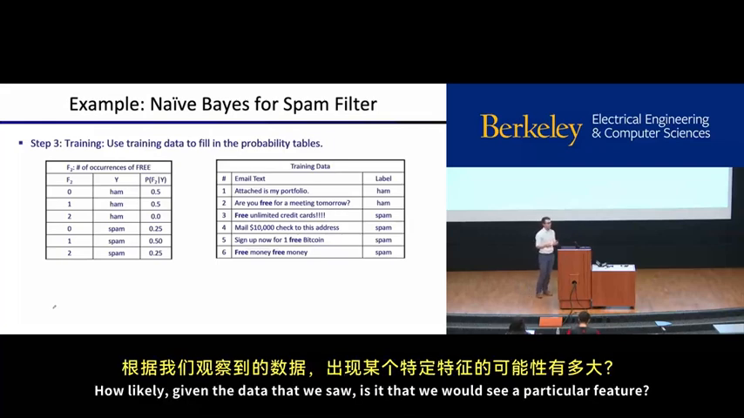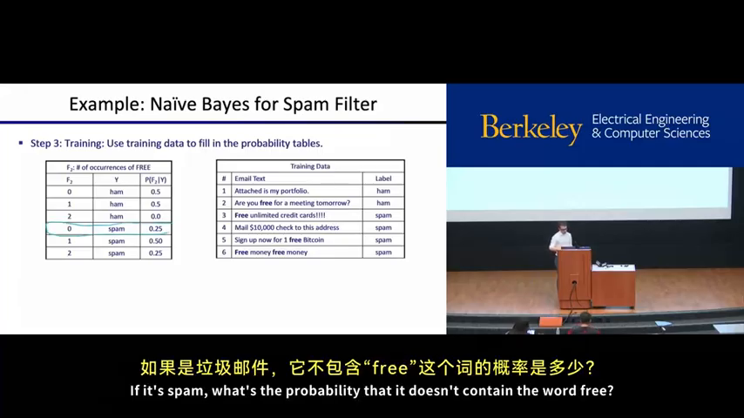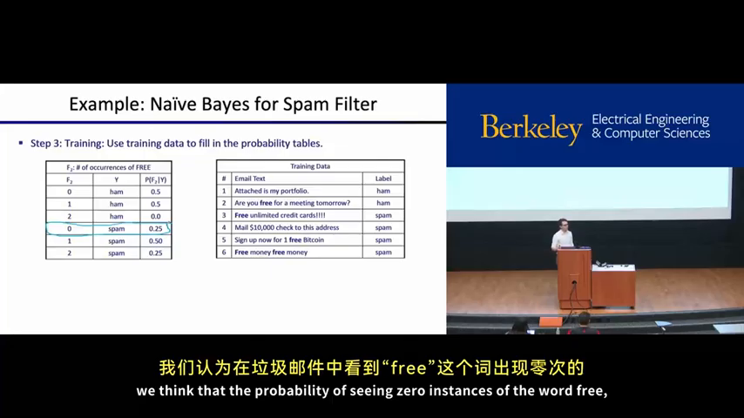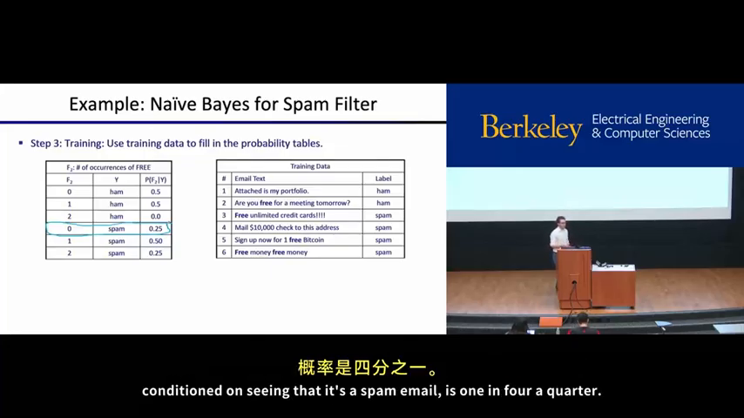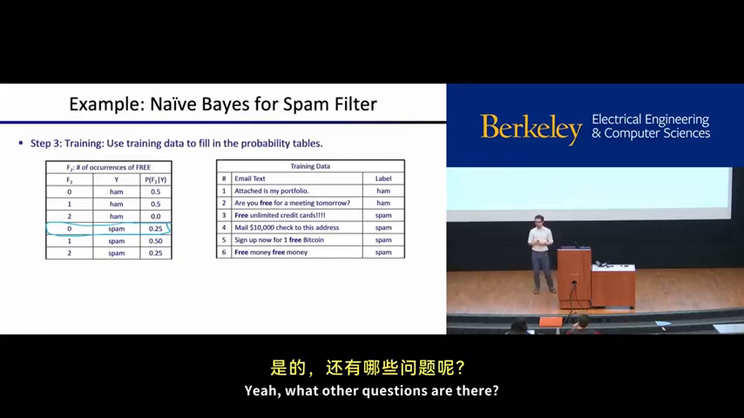How likely, given the data that we saw, is it that we would see a particular feature? Let's look at this one, for example. If it's spam, what's the probability that it doesn't contain the word free? Well, based on this extensive data set of 6 emails, we think that the probability of seeing 0 instances of the word free, conditioned on seeing that it's a spam email, is 1 in 4, a quarter. So we learn that from the data. We're not actually hand coding this stuff. We don't say what the rules are. Yeah, what other questions are there?